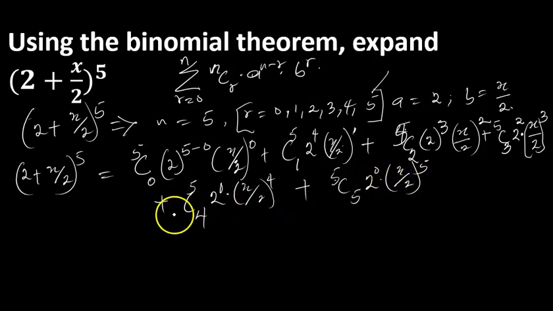Now we can expand this expression. This is equal to 5C0, that will be 5 factorial over (5 minus 0) factorial.